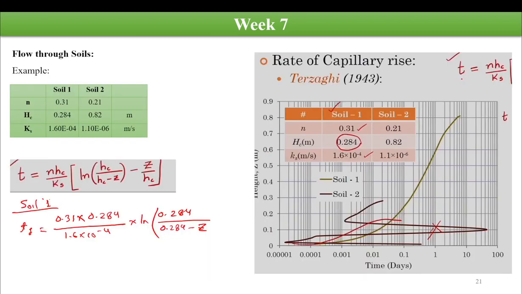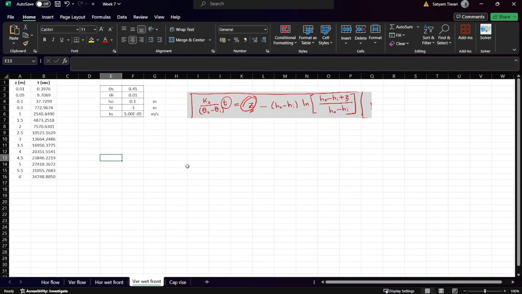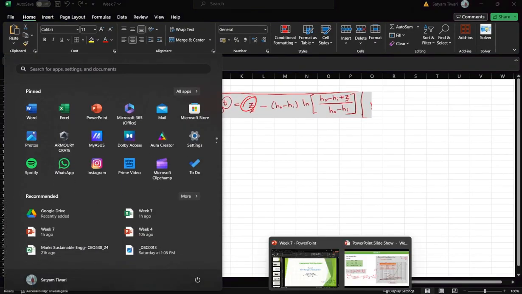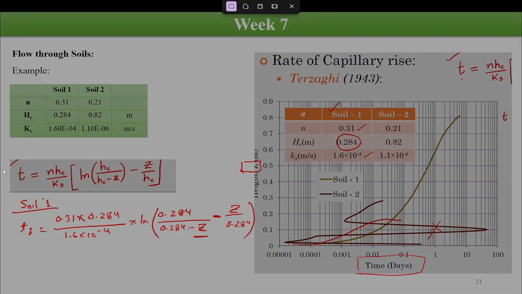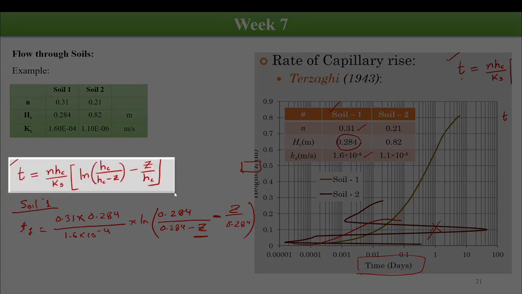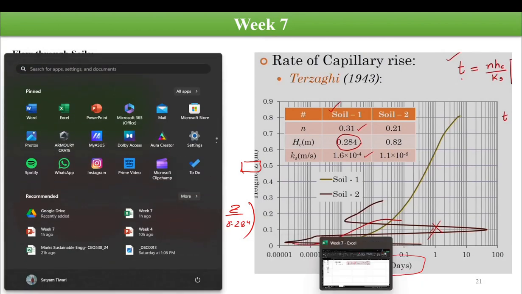Then we have minus the value of z upon hc, which is 0.284. So if we provide different values of z here, then we can determine the time and we can plot this graph. Okay, so how we can do that is by solving it in Excel and plotting the graph. Let's see how we can do that. Coming here, first we'll copy the expression which is provided here, okay, and the values I've already entered in the sheet.